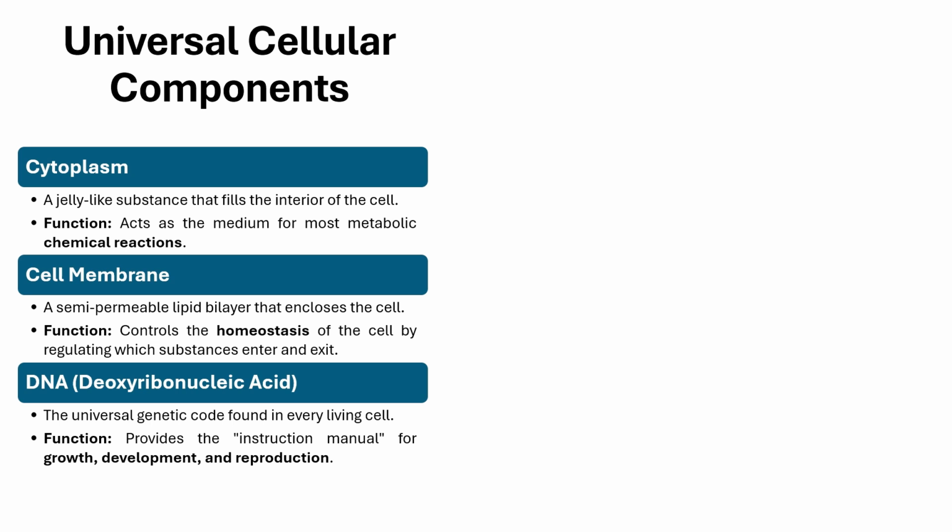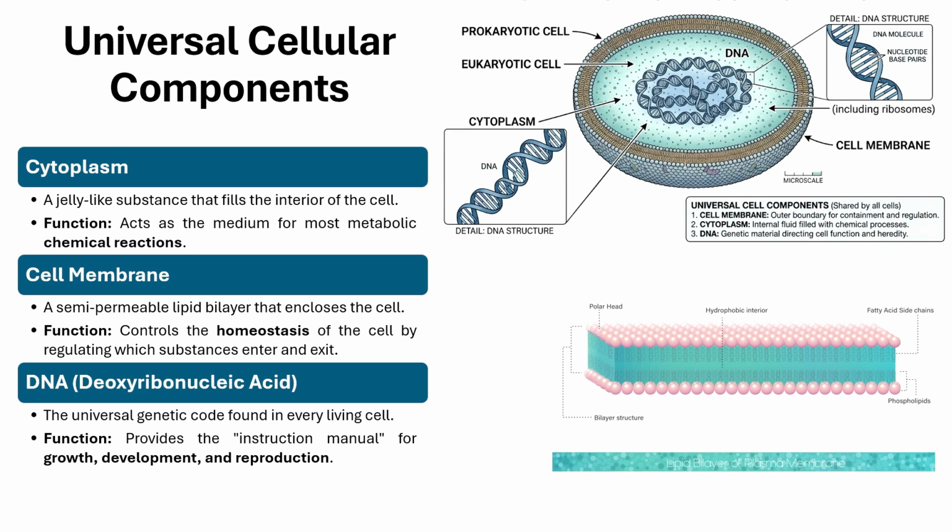First of all, we have the cytoplasm. This is a jelly-like substance that fills the interior of the cell. It is not just filler, though. It acts as the vital medium where most of the cell's metabolic chemical reactions actually take place. So the next one is the cell membrane.